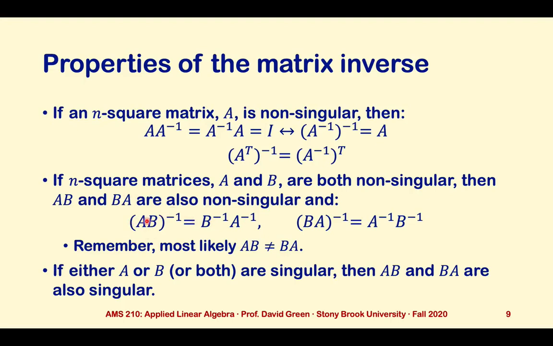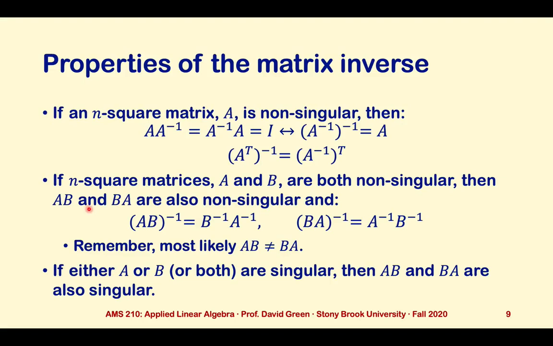The inverse of AB is B inverse times A inverse. The inverse of BA is A inverse times B inverse. Note that when we distribute the inverse through the product, we have to reverse the order of multiplication. And we'll see later on why this reversal of order is necessary.